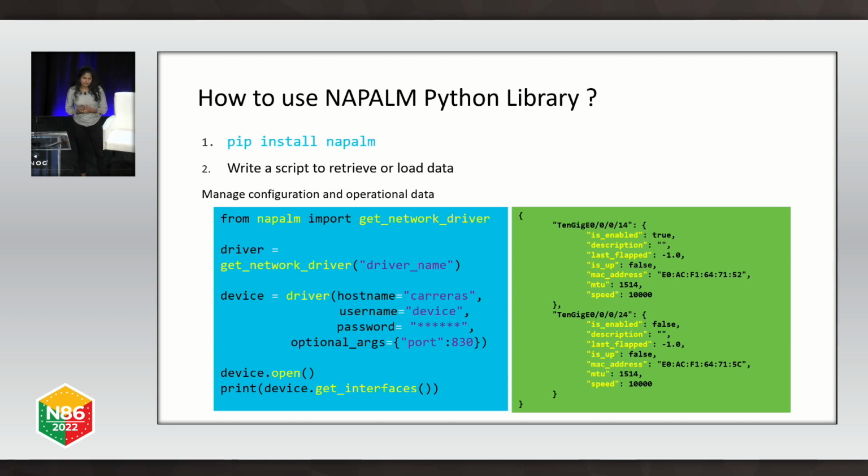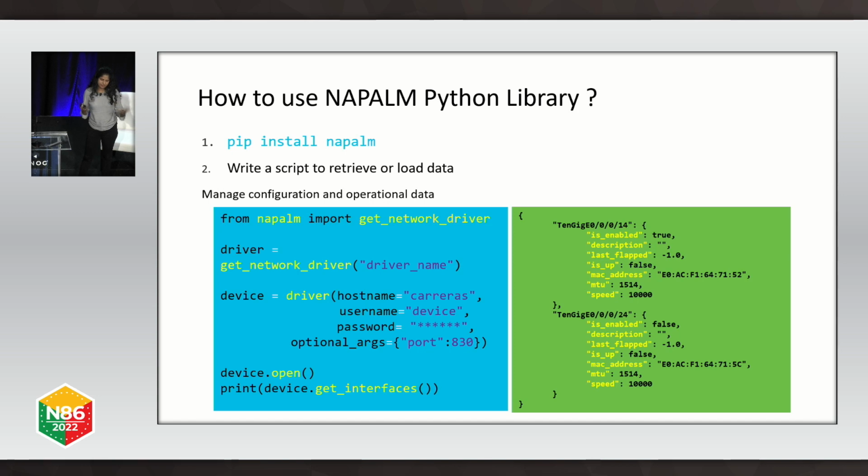How to use it? It's very simple. Just install NAPALM using the pip Python package and write a simple code to retrieve the data from the device or to load the data to the device. Here you can see there's a basic code available. Here I'm actually retrieving the interfaces from a device. So you can write any complicated code so that you can make your job easy. I'm just showing a very basic example.